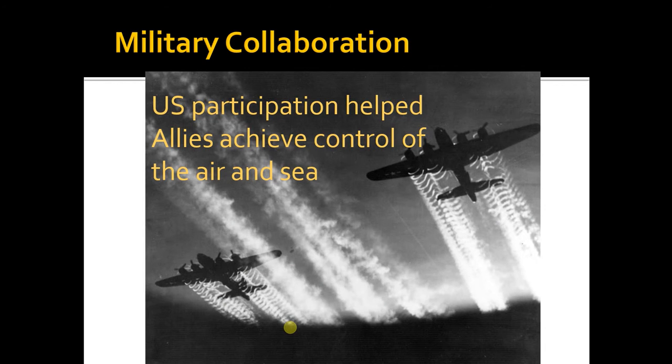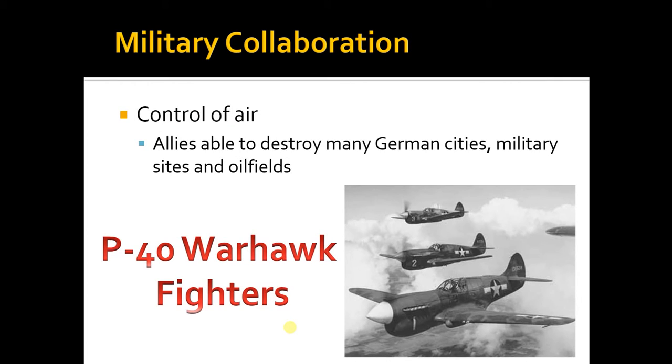Okay, and US participation also helped the Allies achieve control of the air and the sea, because of their military superiority. And when you have control of the air, the Allies were able to destroy many German cities, military sites, and oil fields. So you look at the P-40 Warhawk fighters over here, which were sent by the Americans. These helped to devastate many German cities, especially industrial cities, which were very prominent in building weapons, for example. This really helped to slow down the war production of Germany itself, and by bombing oil fields as well, it really slowed down the war effort simply because the Germans really relied on oil to keep the war effort going.